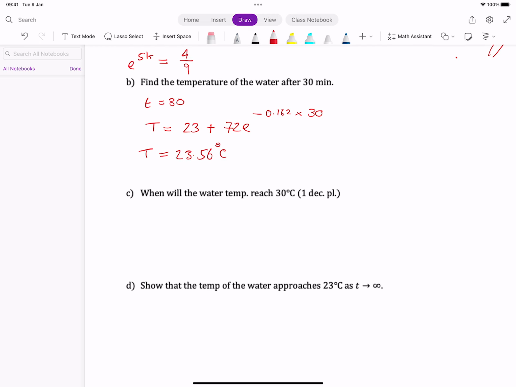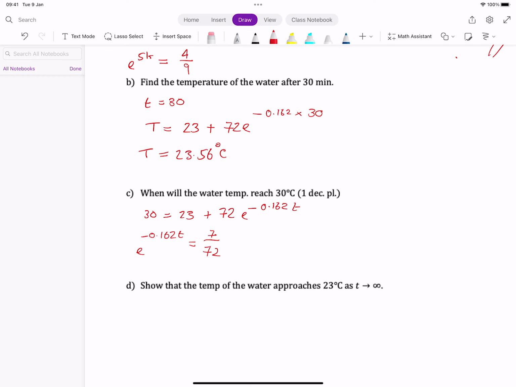Okay, when will the water temperature reach 30 degrees? Well, all we have to do is, instead of finding a temperature, we're now finding a time. So we're going to say 30 equals 23 plus 72 e to the minus 0.162 times time. I'm going to solve for t there. We're going to go 30 minus 23, divide by 72. We get 7 on 72. So e to the minus 0.162t equals 7 on 72.